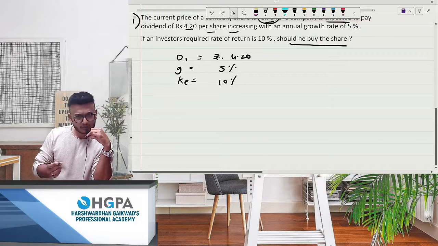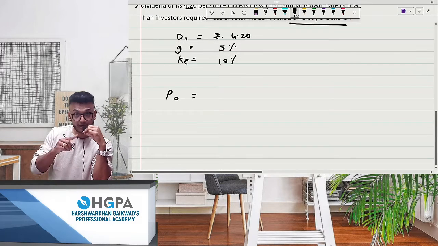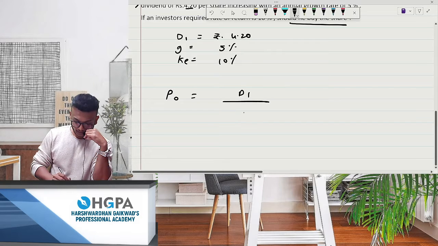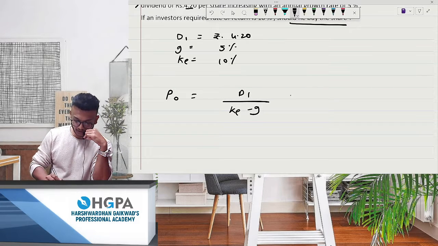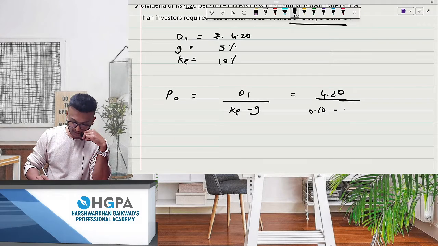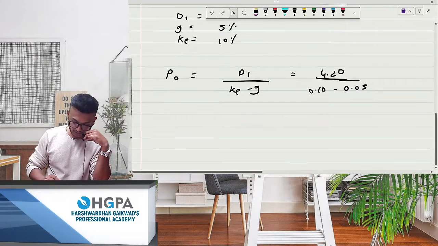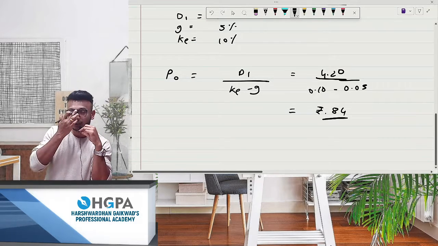Okay. So we'll give a simple example, simple formula. P0, the dividend growth approach, D1 upon KE minus G. What is D1? Already given, 4.20 upon your 0.10 minus 0.05. Can you please compute and tell me how much is it? Divided by 0.05. Your answer has to be rupees 84.